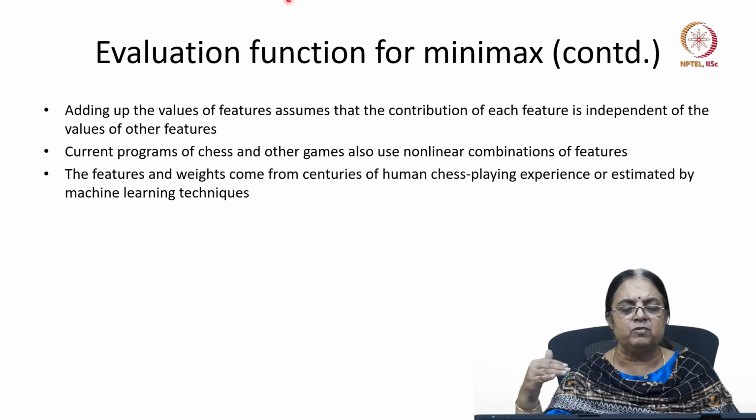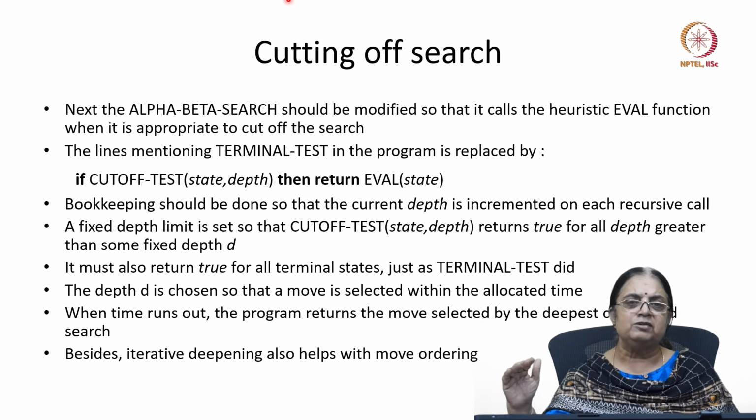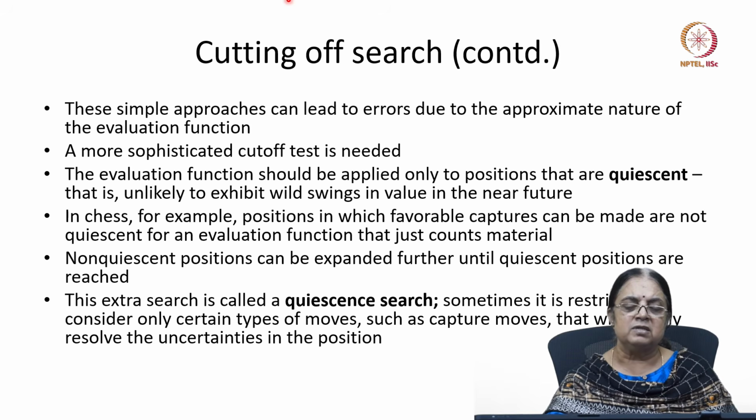For example, if you are going to cut off at a particular point, and that point is not a quiescent position. What do you mean by a quiescent position? It's a position which is stable. If you have a position where there are wild swings in the values it takes, then what you do is you go down a little bit further till you reach a position which is stable. That is what is called the quiescence search. These are some things which are found to work well with games like chess.